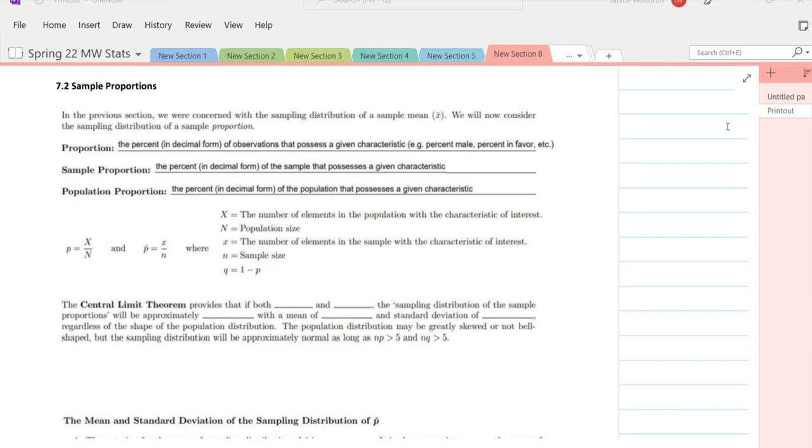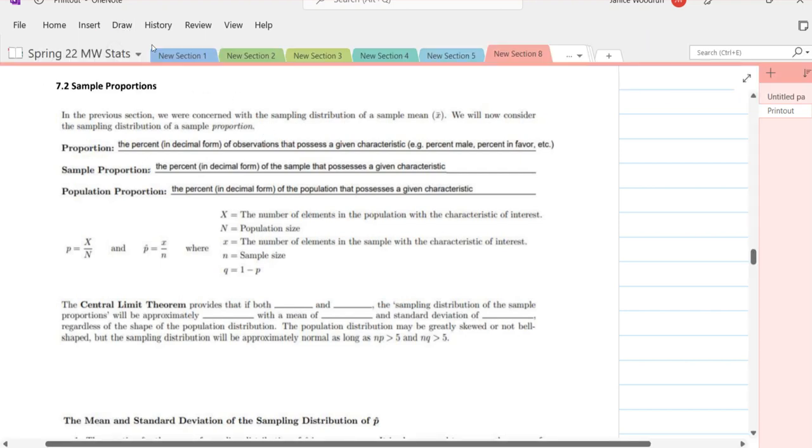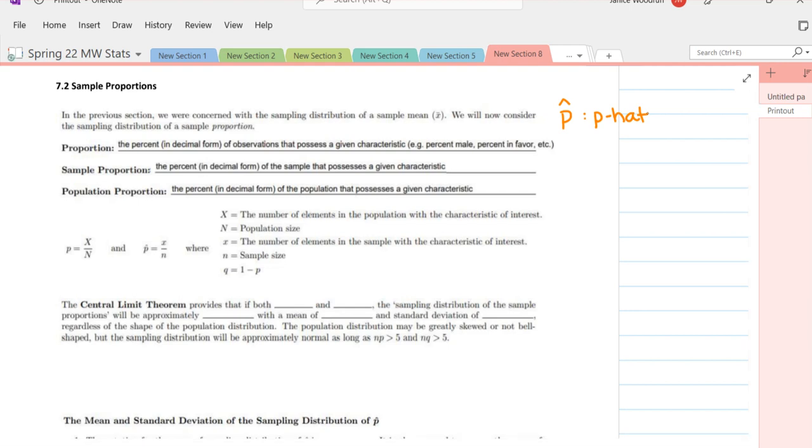So in the previous section, we were concerned with the sampling distribution of a sample mean, which is x bar. Now we're going to be concerned with the sampling distribution of a sample proportion, which has a new notation, which is going to be P. It's P with a caret over it, but we call that P hat. Okay, now a proportion is a percent.